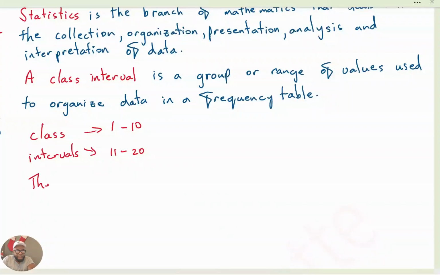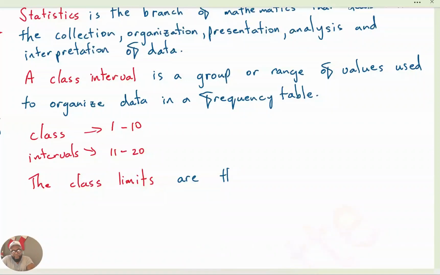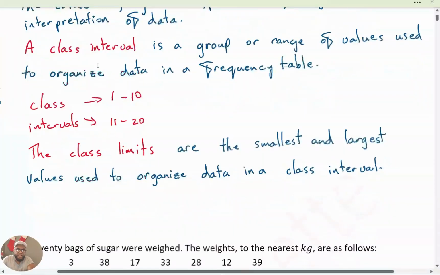So the class limits are the smallest and largest values used to organize the class interval, right? That is what class limits would be, right?